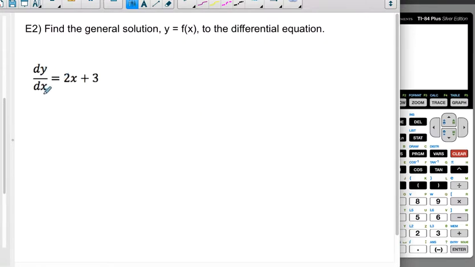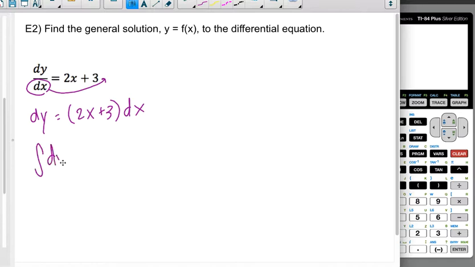So the first thing we have to do is separate the variables. So I move the dx over, I get dy equals 2x plus 3 dx. If you don't separate the variables on an AP, you instantly get 0 points on the problem. If it's solving a diffie-q and you don't separate the variables, you get 0. So please, if you're asked to solve a diffie-q, separate the variables.